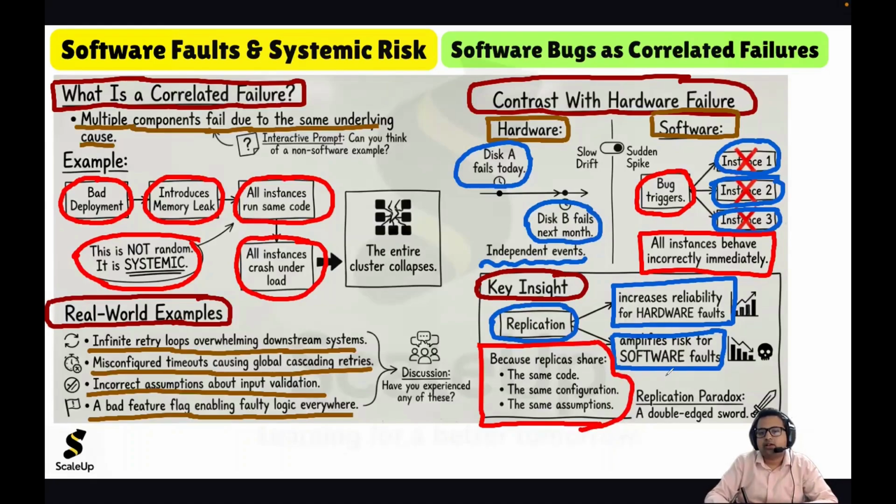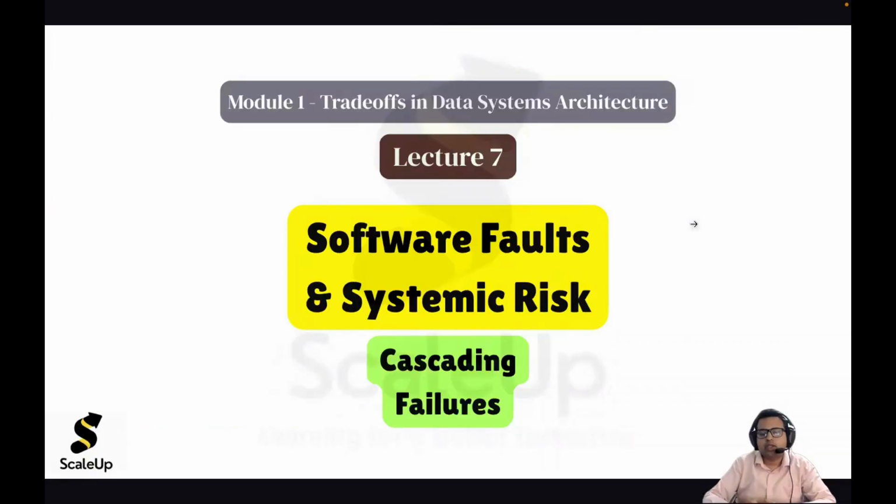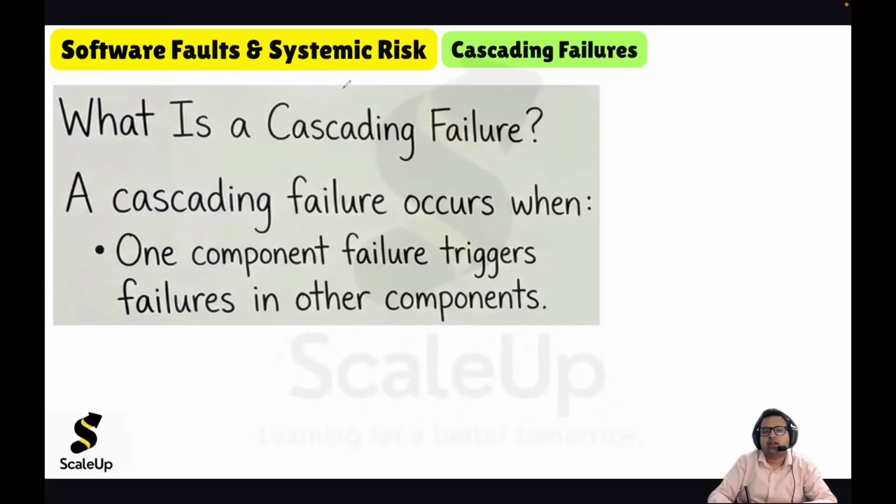So we are facing a replication paradox, wherein on one hand it is adding value in dealing with hardware faults, but on the other hand it is amplifying risk when it comes to dealing with software faults. So it is like a double-edged sword. Replication. Cascading failures. So what is a cascading failure?